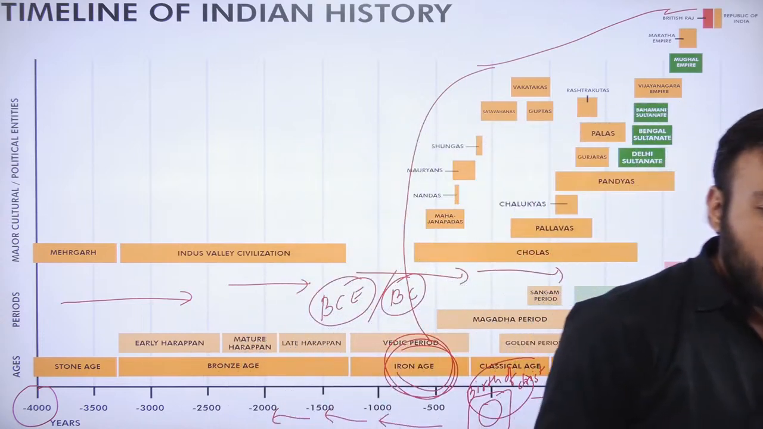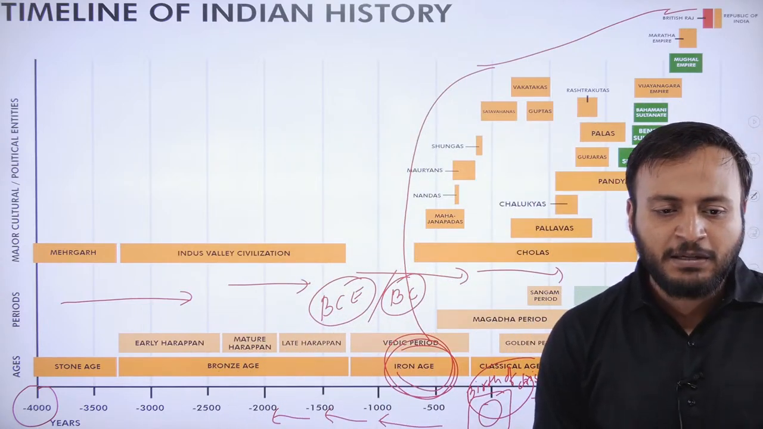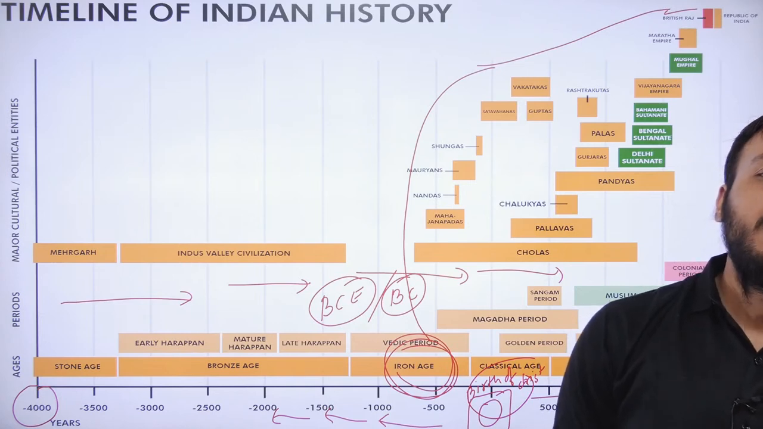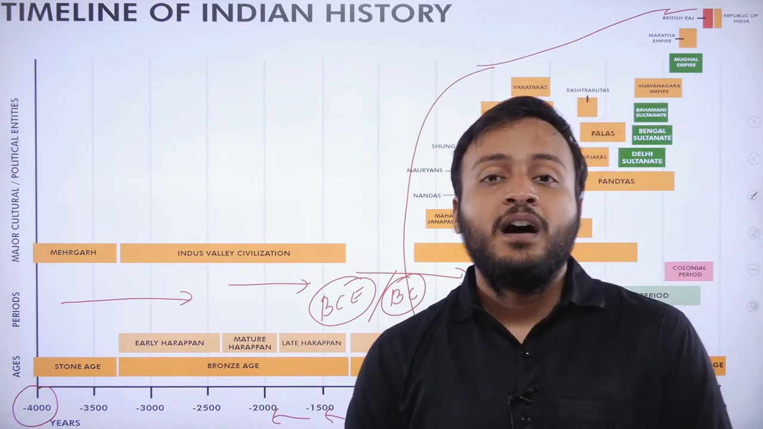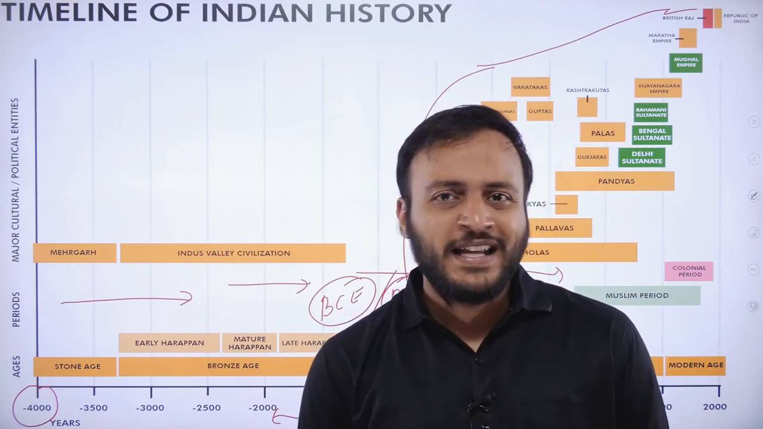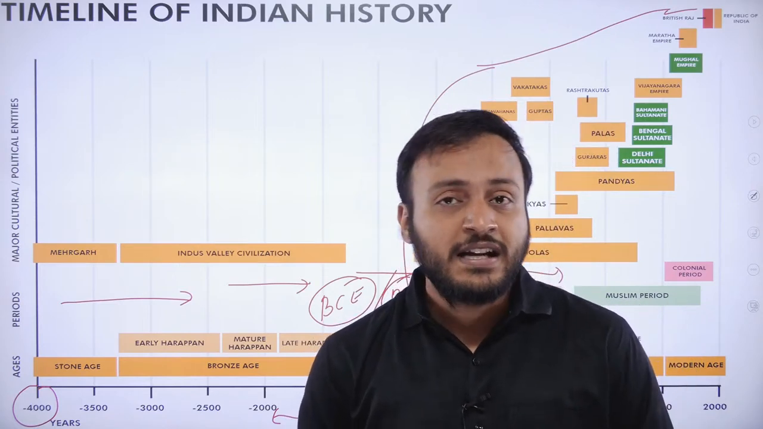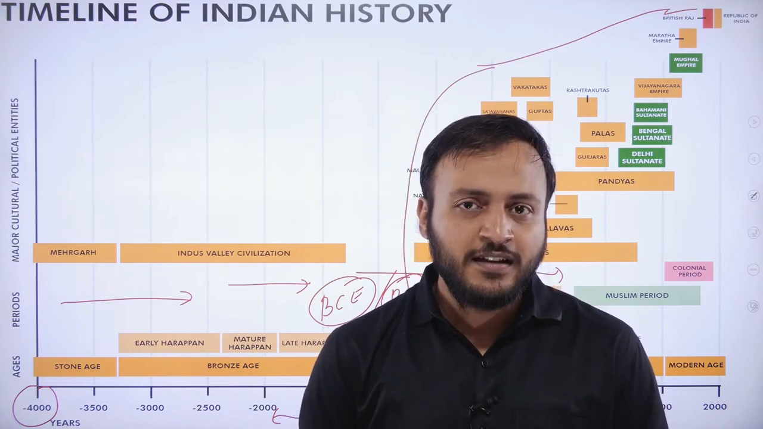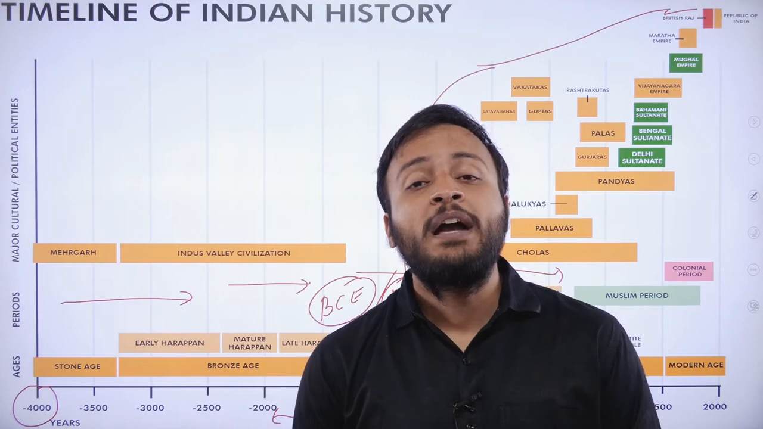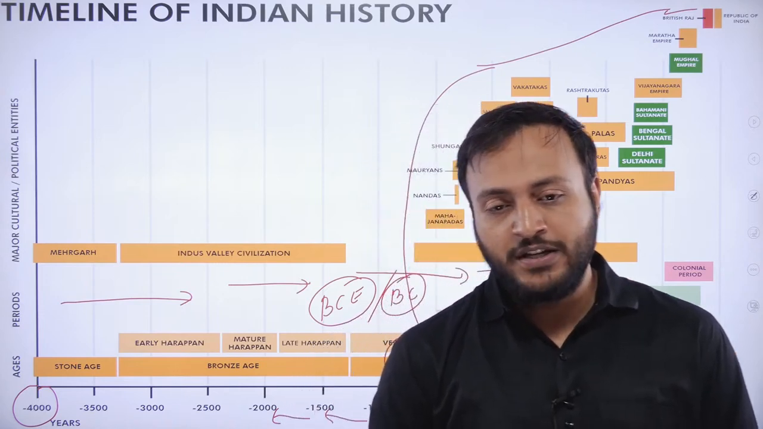Got it, everybody? Why was the caste system started? Because of the different practices, different professions which were in existence. When we study the Gupta age, then I will explain in a very detailed manner why the caste system was formulated.